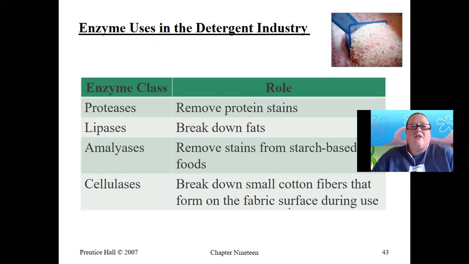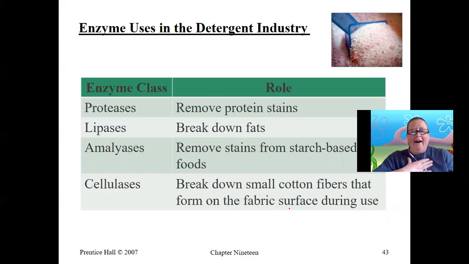So enzymes are also used extensively in the detergent industry, in our clothes detergents, in our dishwasher detergents, even within cleansers like shampoos and body washes.